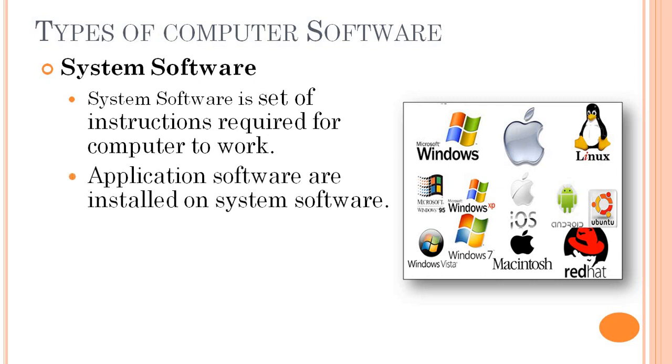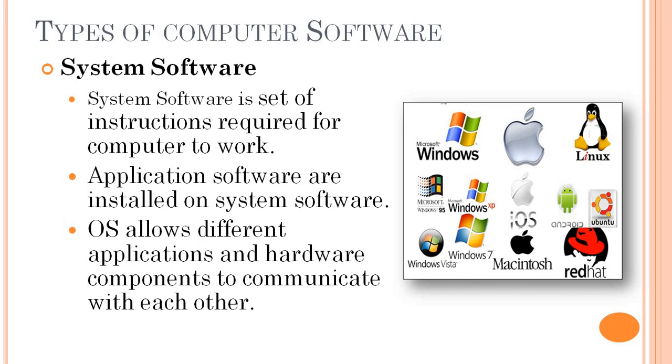Application softwares are installed on system software. Once we have the system software installed on our machines, then we can download or install any application softwares that we require. Application softwares will depend on the need of each and every individual. Now, system softwares will be the operating system and the utility programs which are necessary for a machine to work. The OS allows different applications and hardware components to communicate with each other. So this is the basic work of an operating system.